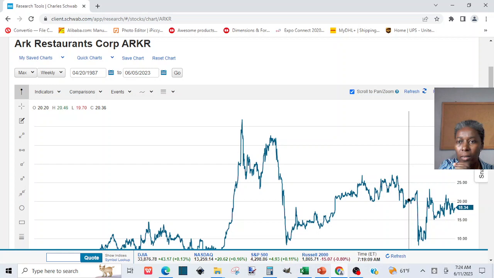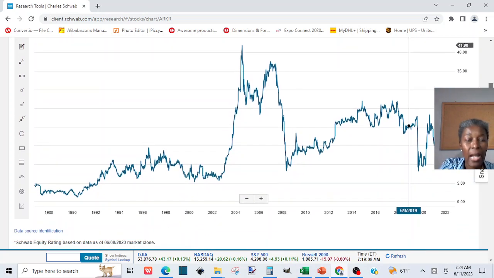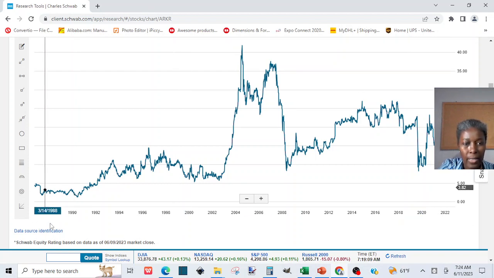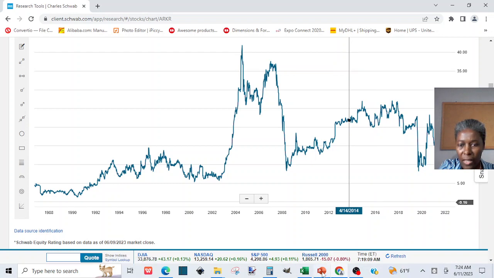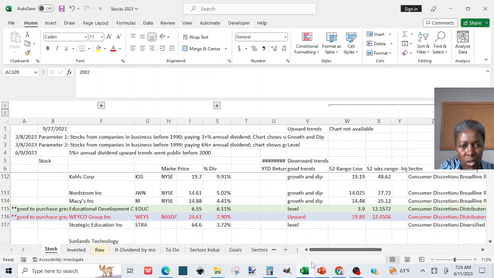So this one is 1988. That's good. 1988, and I will say that's growth and dip. Growth and dip. And let's see how much the dividend rate is. 4.9. Okay, 4.9. I'm not sure it is on my spreadsheet.